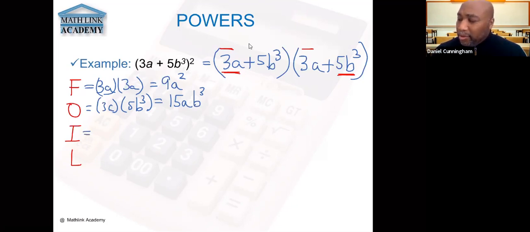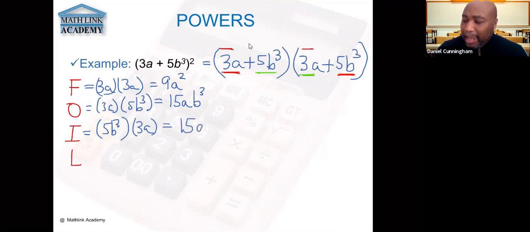Okay, let's do the inner piece. I'm going to do it in light green. The inner is the 5b cubed and the 3a. So let's write that down. This is 5b cubed times 3a. This gives me 15a. I like to write the a first, and then b cubed.